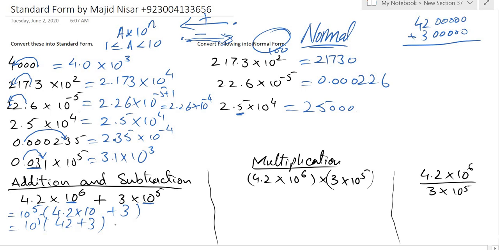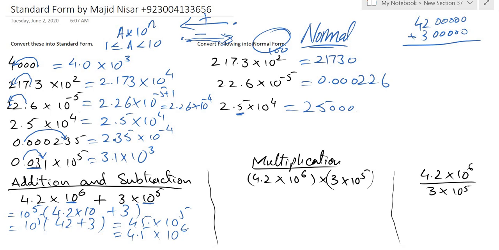So 42 plus 3 is 45. 45 multiply 10 raised to power 5. If we have to convert it back into standard form, the point is here, it will move one digit left, so it will be 4.5. Because the point is moving one digit left, the power will be increased by 1, so it will be 5 plus 1, 6. So this is the answer of this.